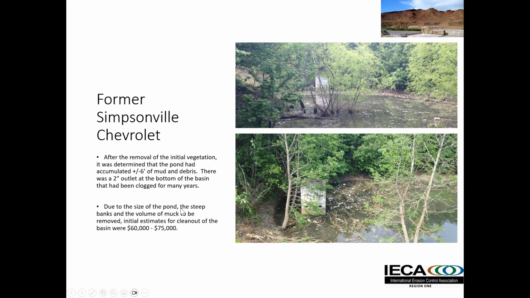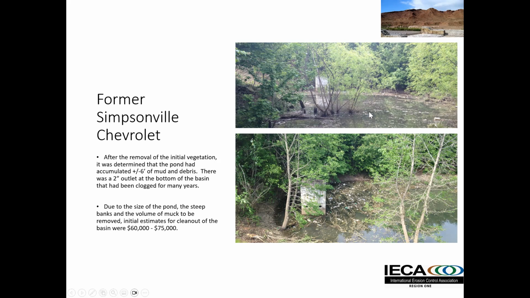The pond was about 3/4 to an acre in size. It had very steep banks, about 1.5 to 1 side slopes, and a large volume of muck to be removed. Initial estimates for cleaning out the basin were somewhere in the $60,000 to $75,000 range. Again, this was about 10 years ago.